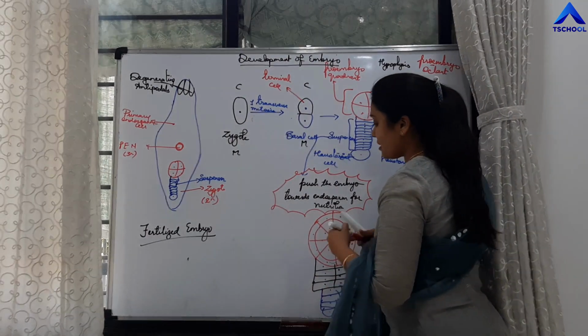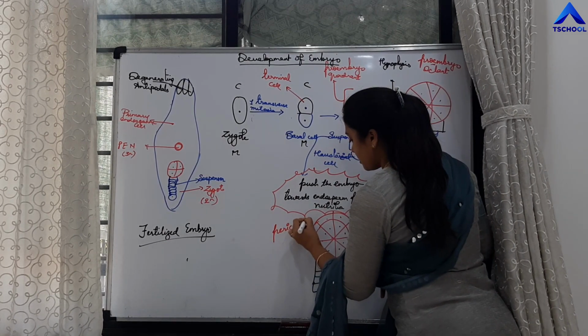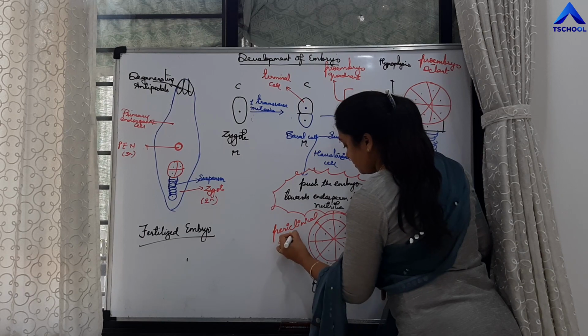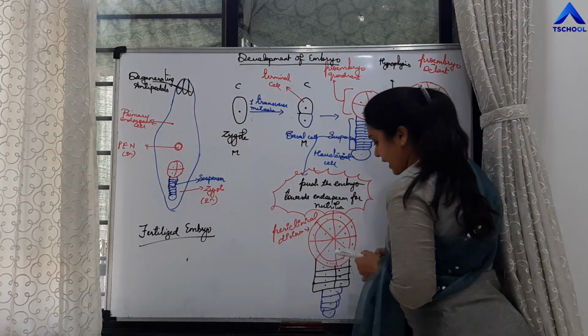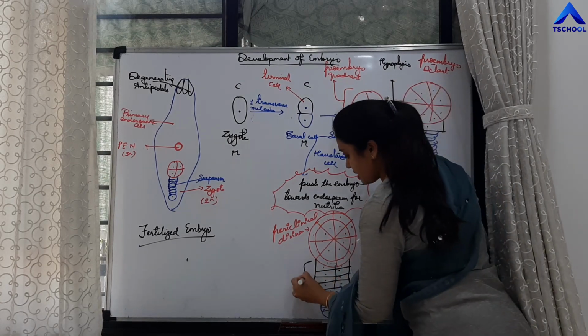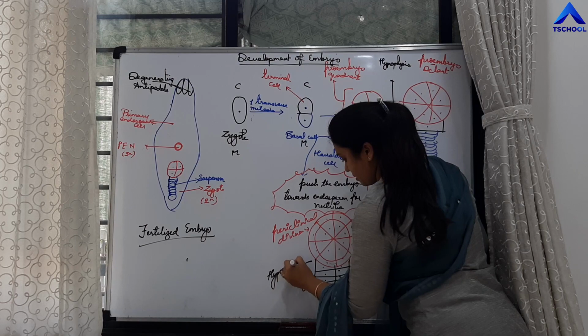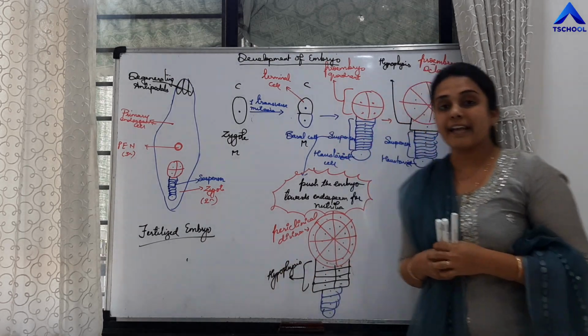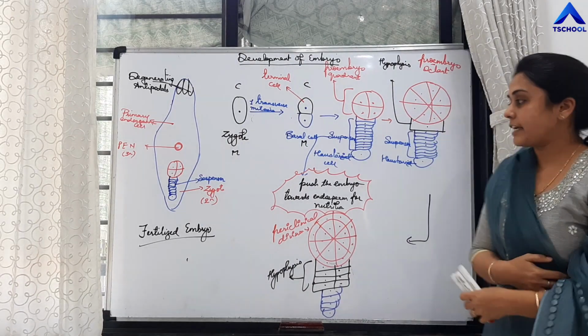So this division is called periclinical division. And this is the hypophysis, which has undergone 3 mitotic divisions. This is the suspensor and that is the haustorian cell.